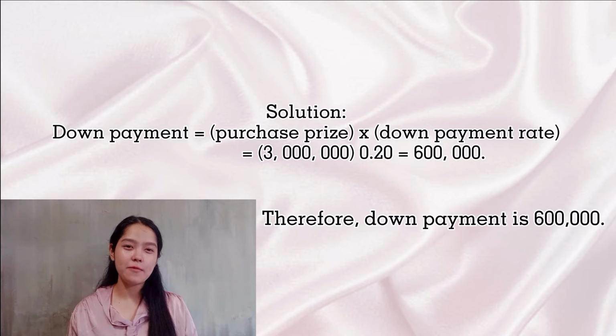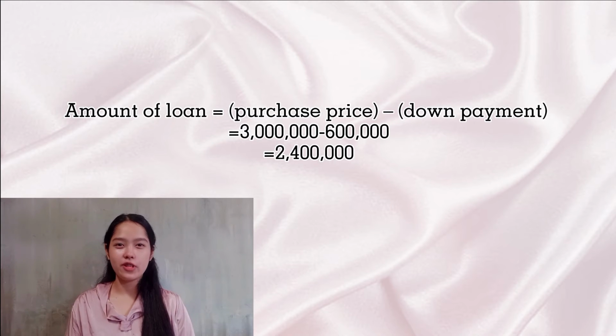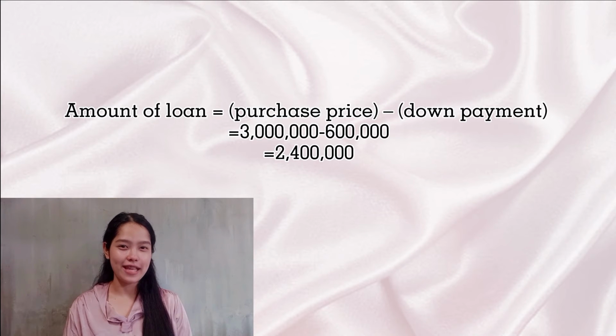Therefore, down payment is 600,000. Then, the amount of loan is equal to purchase price 3 million minus down payment 600,000, which is equal to 2,400,000. Therefore, the mortgage amount is 2,400,000.